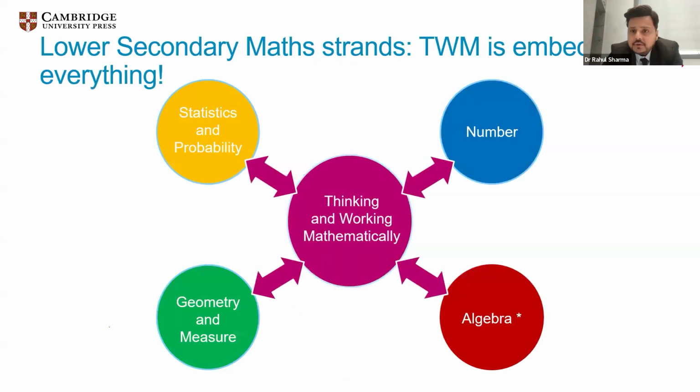When it comes to an upgradation into the lower secondary section, with the same center, thinking and working mathematically, you can observe that the number strand, the geometry and measure strand, and the statistics and probability strand are still there. Something which is added into the lower secondary section is algebra. So when we talk about an upgradation, there is a beautiful progression, taking into consideration these 3 strands in the primary section and these 4 strands in the secondary section. With the center at thinking and working mathematically, whichever strand we are getting into, the major focus is to make the child think and work like a mathematician.